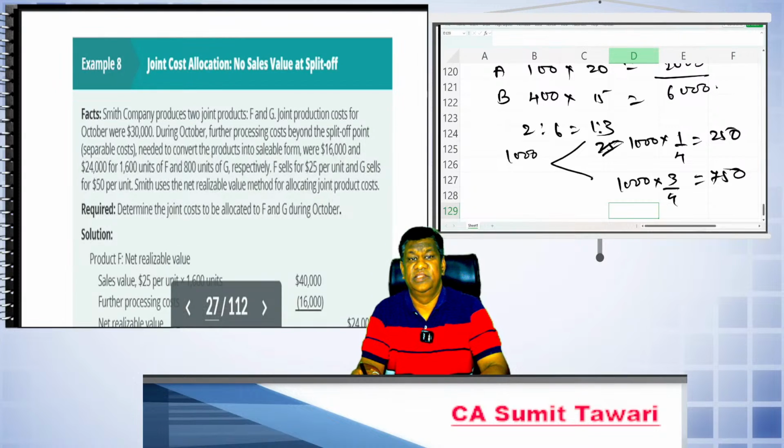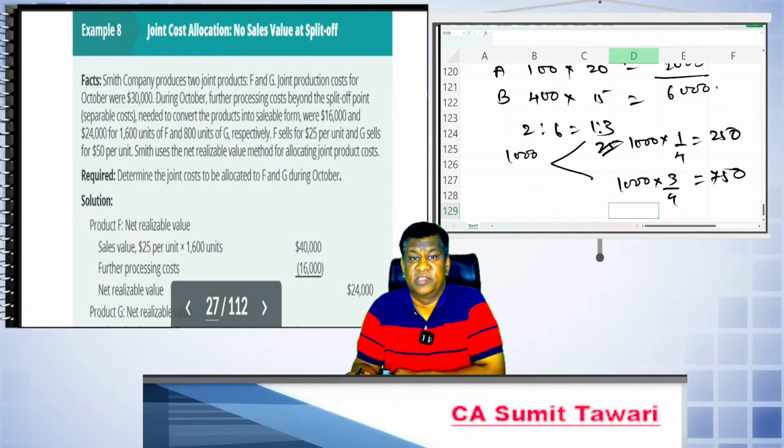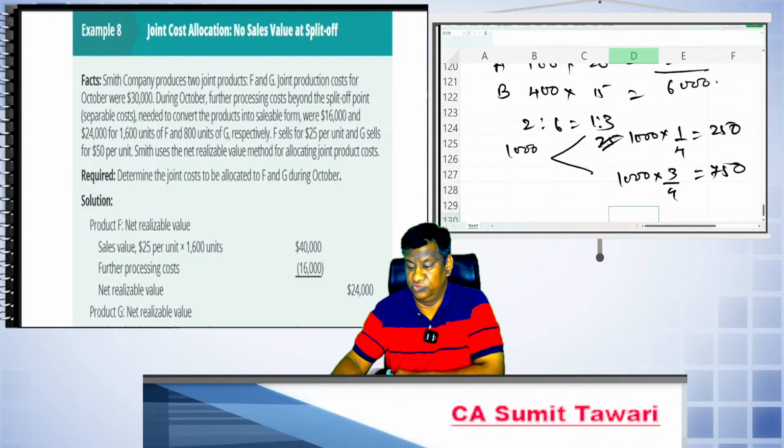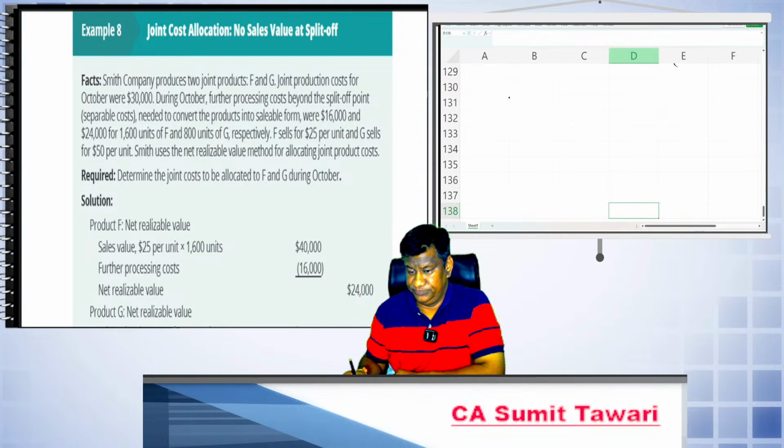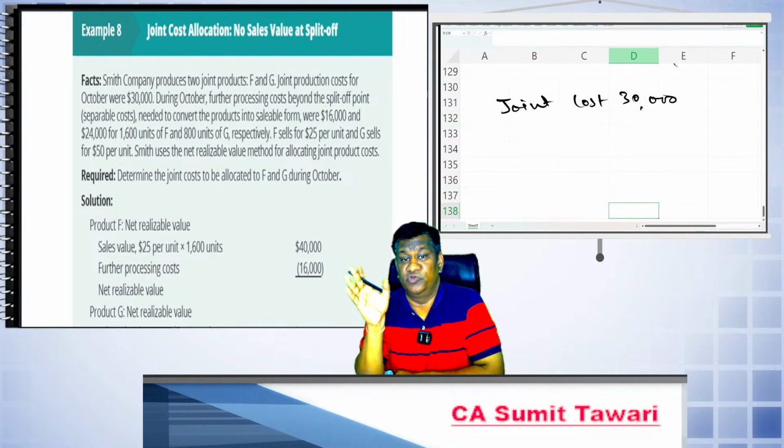So here they gave an example. Smith company produces two joint products, F and G. Joint product cost for October was 30,000. So the joint cost is 30,000. And at any cost, whatever joint cost is allocated to products F and G cannot be more or less than the total cost. You need to keep that in mind.